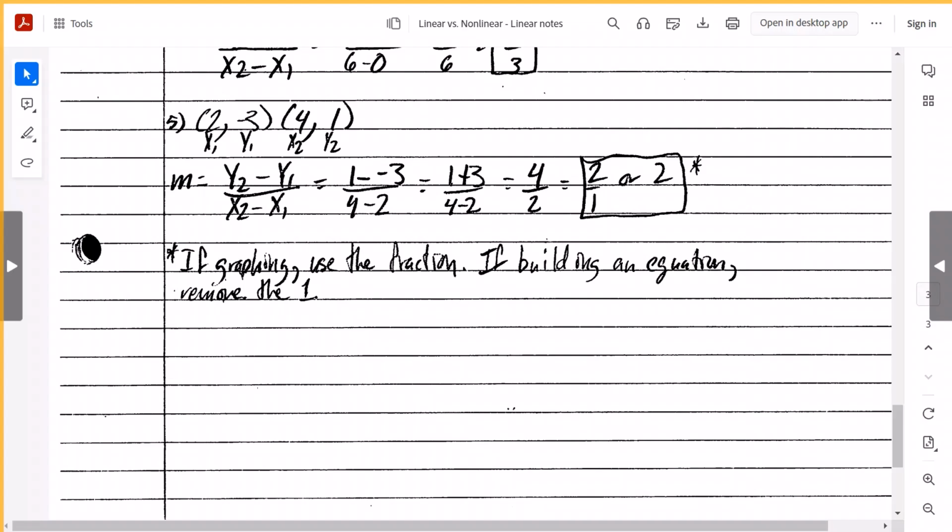So the top, 1 plus 3 to make 4. The bottom, 4 minus 2 to make 2. That's 4 over 2, which reduces to 2 over 1 or a 2. Now remember, with whole numbers, or anything over a 1, if you're graphing it, use the fraction. If you're building an equation, you can remove the 1. All right? So there's a couple of examples with slope.